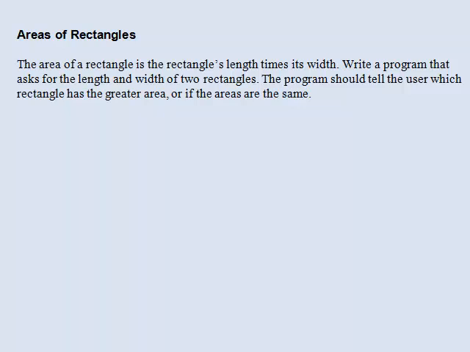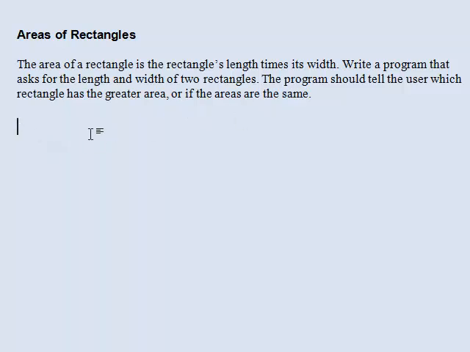Hello, in this video we're going to look at the areas of rectangles programming problem from your textbook, and we're going to look at two different ways that we can solve this problem. The programming problem tells us that the area of a rectangle is the rectangle's length times its width. Write a program that asks for the length and the width of two rectangles. The program should tell the user which rectangle has the greater area or if the areas are the same.